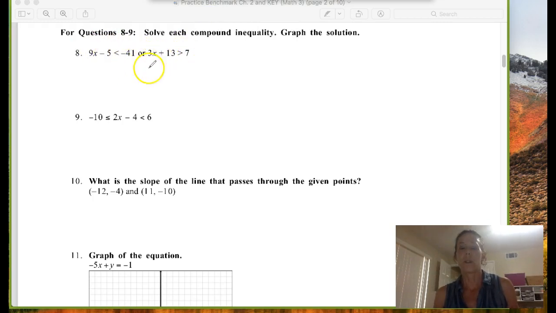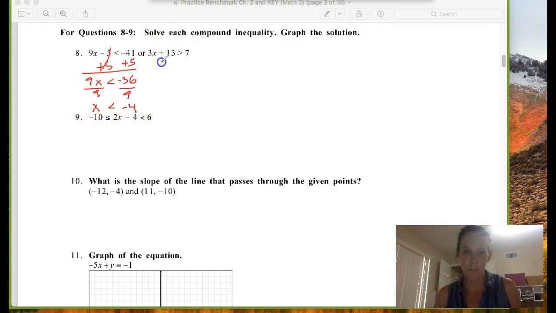We have an or, so we're going to solve these individually. Let's do the left side first. We want to get x by itself, so we add 5 to both sides. We get 9x is less than negative 41 plus 5 will be negative 36. Or, and then let's go ahead and finish solving. Divide by 9. And x is going to be less than negative 4. Now I didn't divide by a negative. I divided by positive 9. So I don't change my sign there. Okay, I've solved that side.